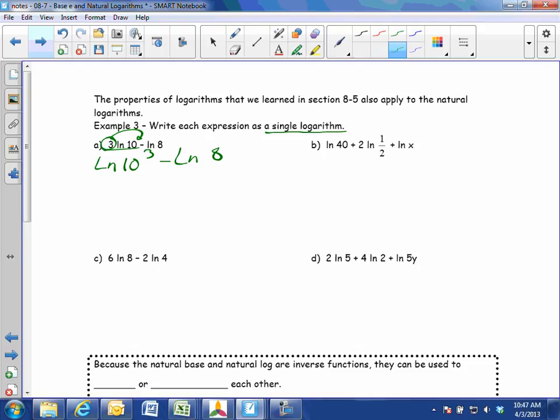And then since I'm subtracting the logarithms, how can I write it so we have 1? Divide. So we have natural log of 10 to the third over 8, which is 1,000 over 8. 125?